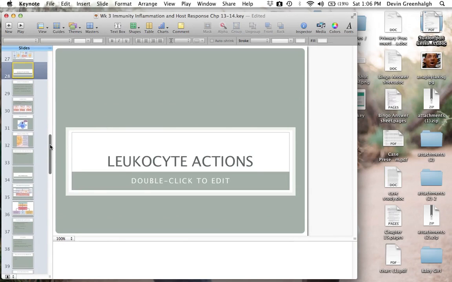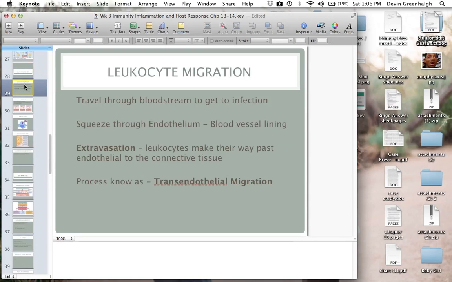Okay, and then leukocytes. What do they do? Leukocytes travel through the bloodstream to get to an infection. They squeeze through the endothelium blood vessel lining. They are involved in extravasation, which is when the leukocytes make their way past endothelial tissue to connective tissue. The process is known as transendothelial migration.